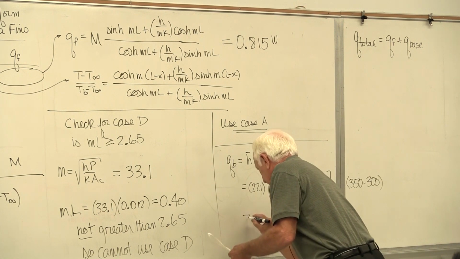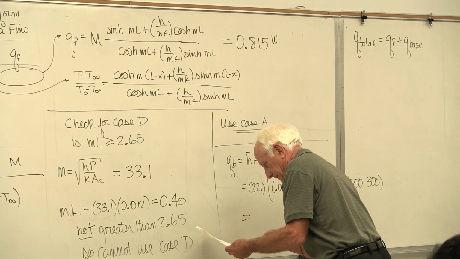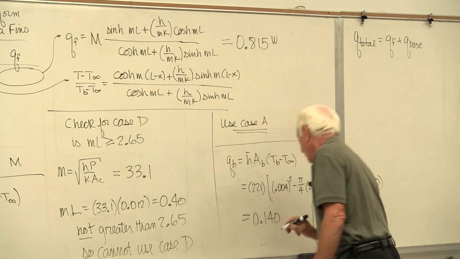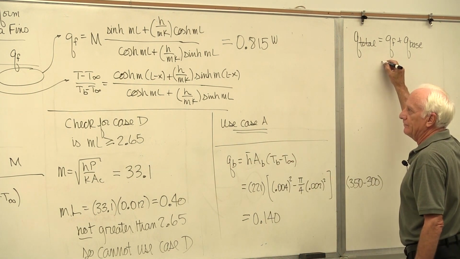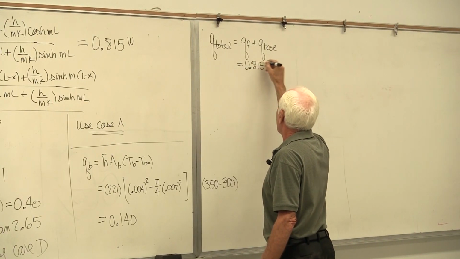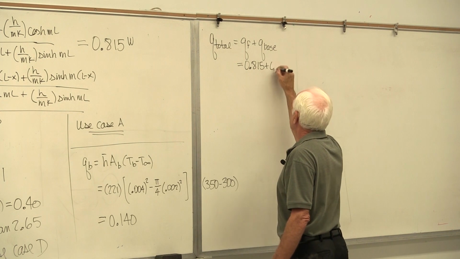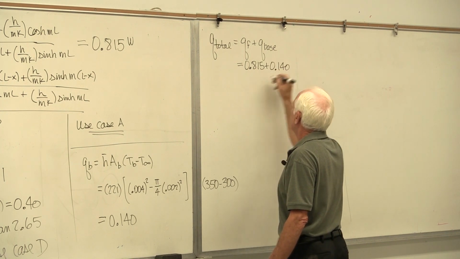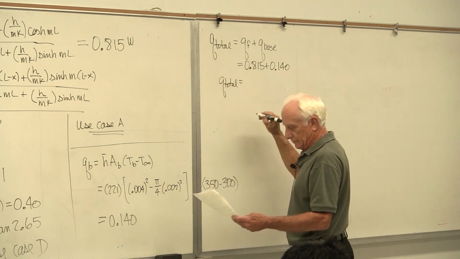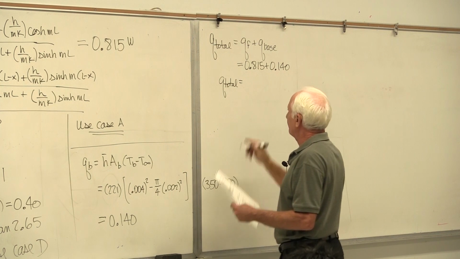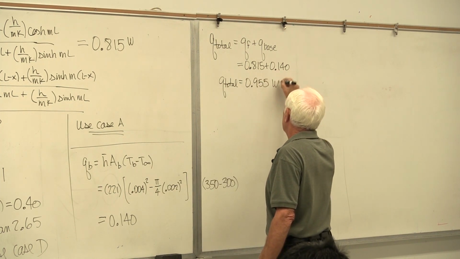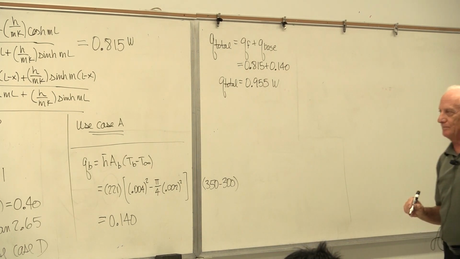So, Q base equal 0.140. Okay, Q fin, 815. Q base, 140. Q total, 955. Almost 1 watt. Almost 1 watt.